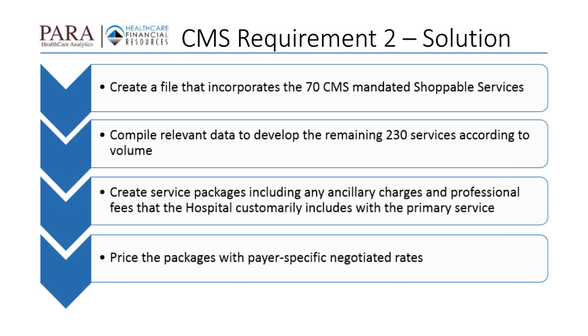In order to do so, PAR suggests using claims data to identify all related charges and create what we call a service package, meaning the shoppable service plus all related services and charges. With that, we can finally step into pulling the payer-specific negotiated charges, similarly to how we did with the first requirement. Now, in order to give further clarification as to which shoppable services should be included, let's discuss several service categories that we suggest to pull from.